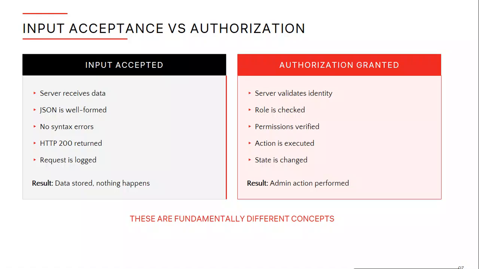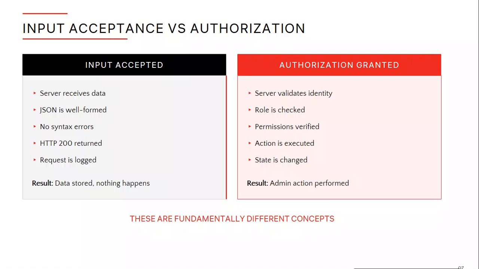Now, if authorization is granted, your proof that you've gotten access into the server is that the server validates your identity. It usually shows you who you are, for example that your role is now admin. If the response from the request is not showing that your role has been changed to admin, then don't even think that you've gotten access into the server. Your role is checked, your permission is verified, the action is executed, and state is changed. So the result is that an admin action is performed.